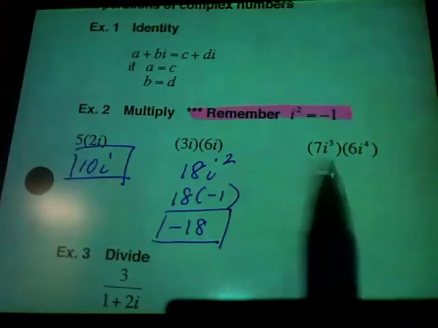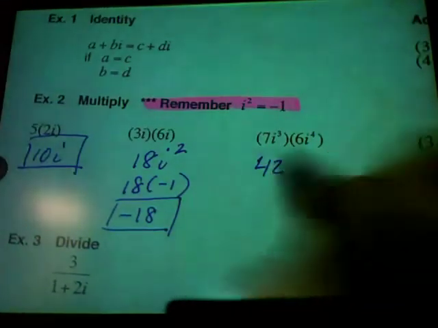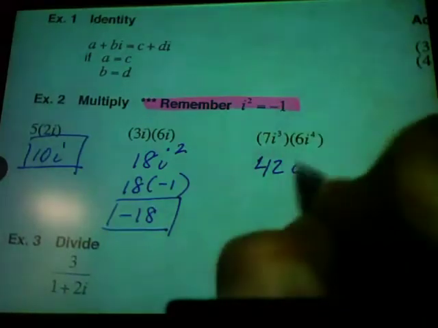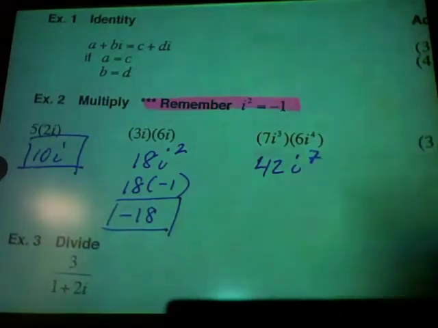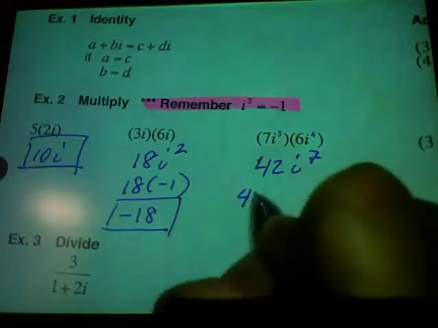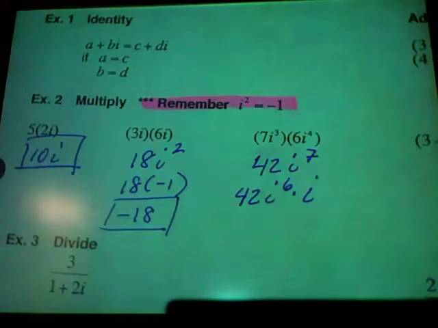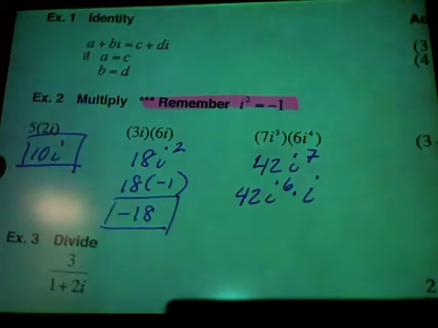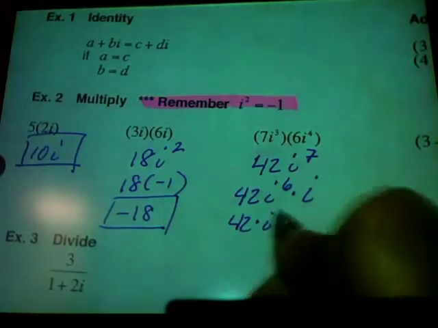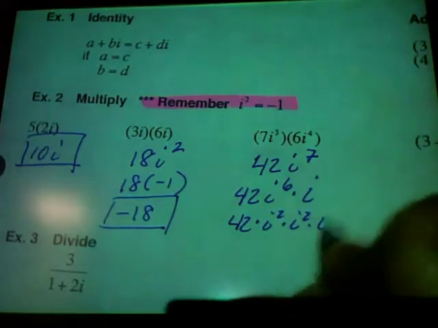All right, so what's 7 times 6? 42. And then I to the 3rd times I to the 4th. I to the 7th. So then we're going to split this up. If I were you, I would split it up as I to the 6th times I. And the reason I would always split it up into an even exponent, just pull out one I, is because I to the 6th can be I squared, I squared, I squared, and then our I. Now, you're not obviously going to write all that out, but I'm just explaining why it is what it is.